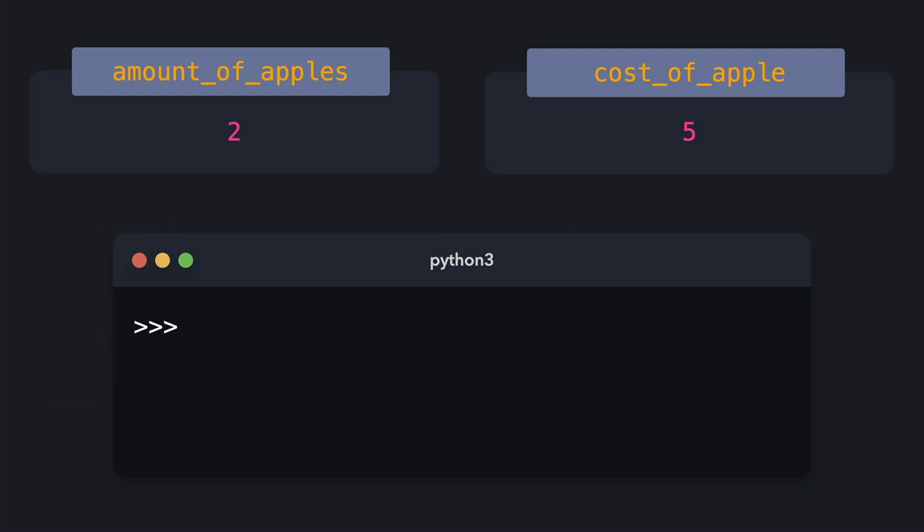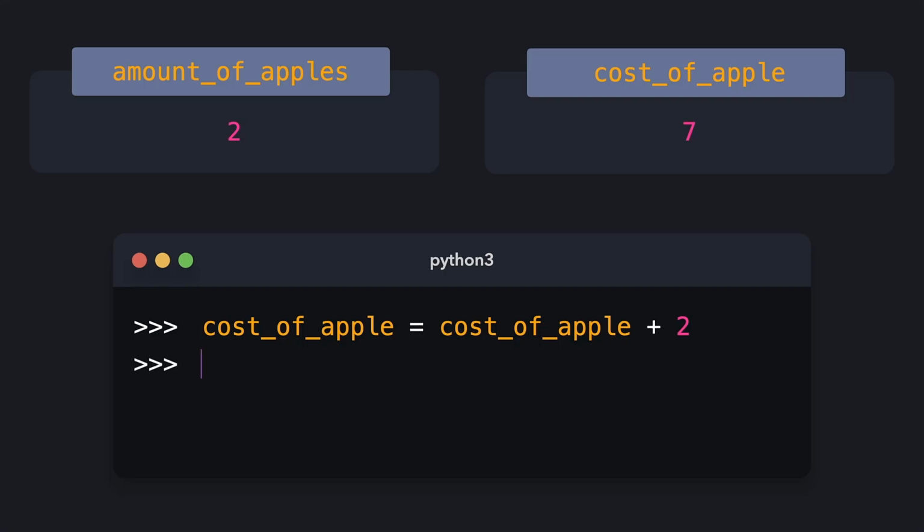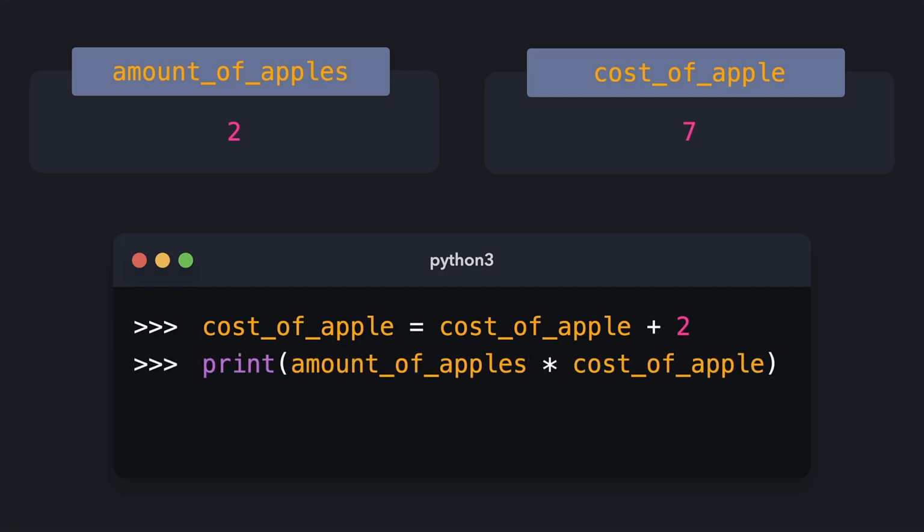It can happen that over time, the value of a variable should change. Let's say that the price of an apple increased by $2. This means that the new cost of an apple is the original cost of an apple plus 2. We can reassign the cost of apple variable to be the original value of the cost of apple plus 2. When we print the sum again of the total amount of apples times the cost of an apple, it now correctly prints 14, since 2 times 7 is 14.